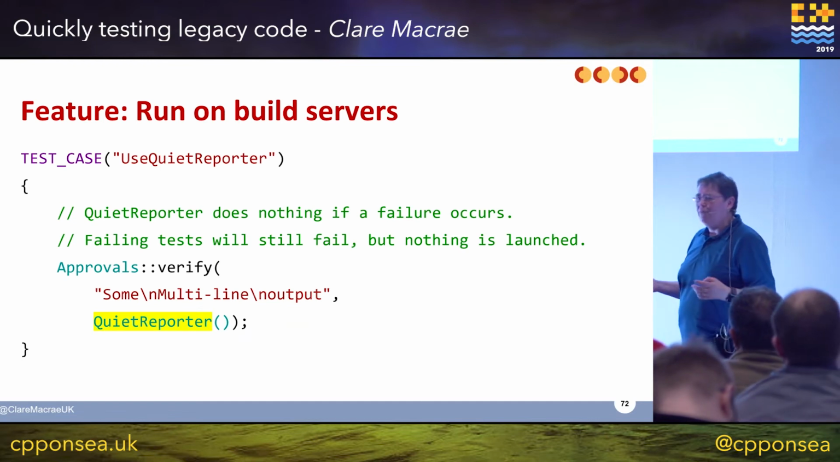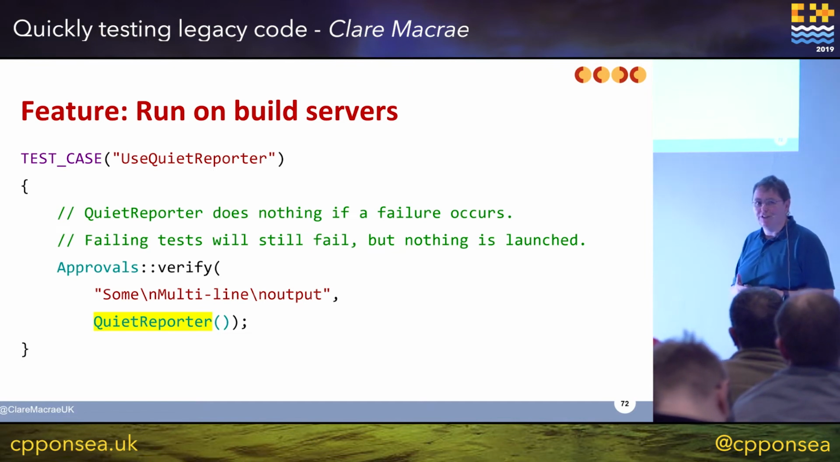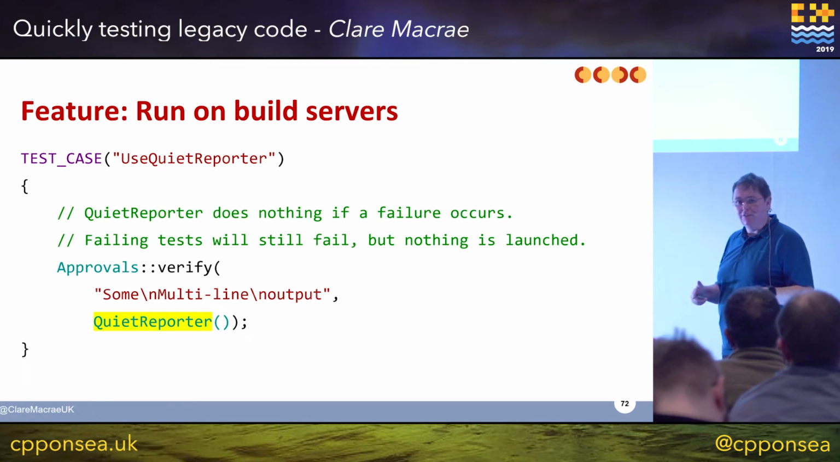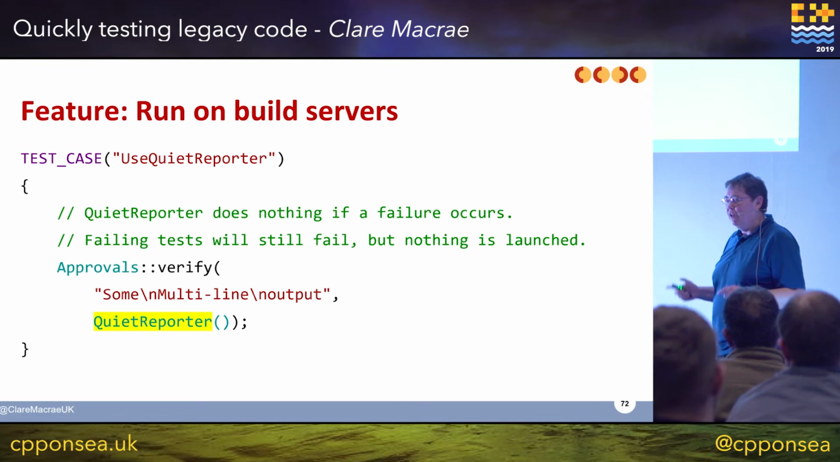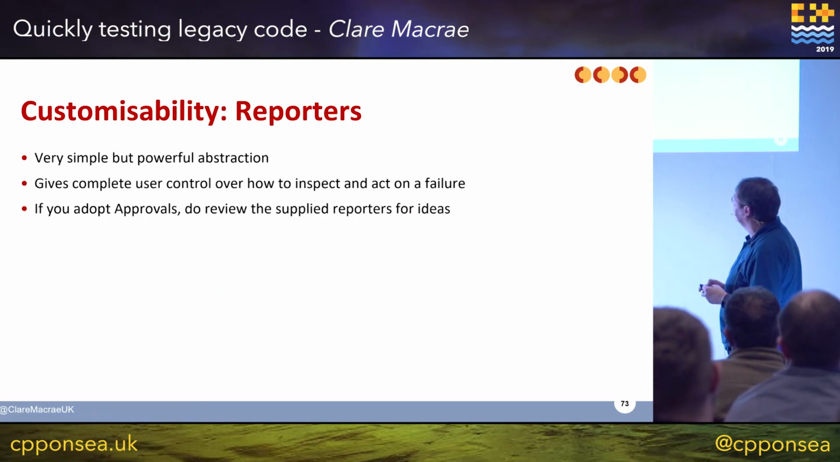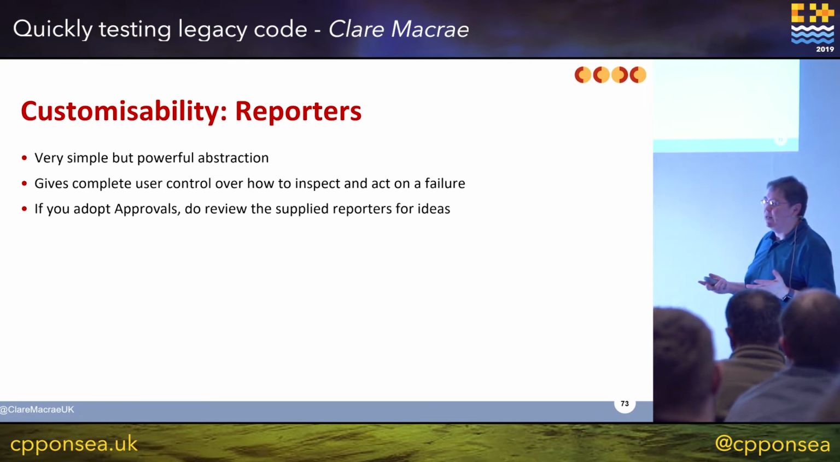You might be thinking, but I've got a build server, continuous integration builds. I don't want differencing tools popping up. Fine, it uses Quiet Reporter, which silently doesn't do anything if there's a difference in file content. Importantly, the test will still fail, but it won't do anything to help people make it then pass. That's not the job of a build server. And these reporters are really, really fundamental to the flexibility and the power of this.